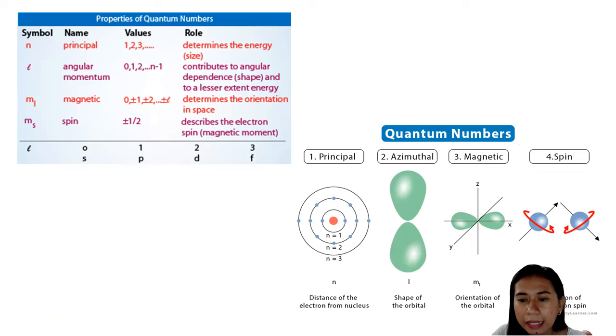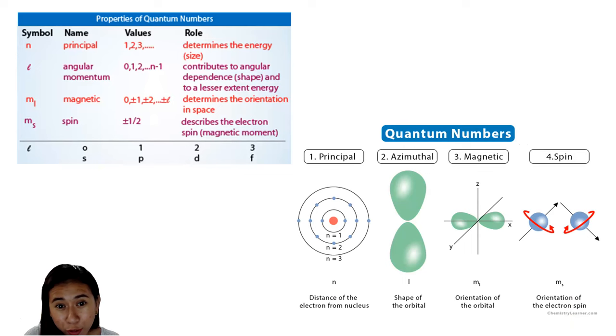Now, ito lang tandaan natin. Kapag principal, that is referring to the distance of the electron from the nucleus. Determines the energy. No, that's how big the radius of the atom is. Distance of the electron from the nucleus. Yun yung principal. Yung values niya is 1, 2, 3, and so on. Azimuthal naman or angular, it contributes to the shape of the orbital. Yan yung tandaan lang natin, yung shape of the orbital.